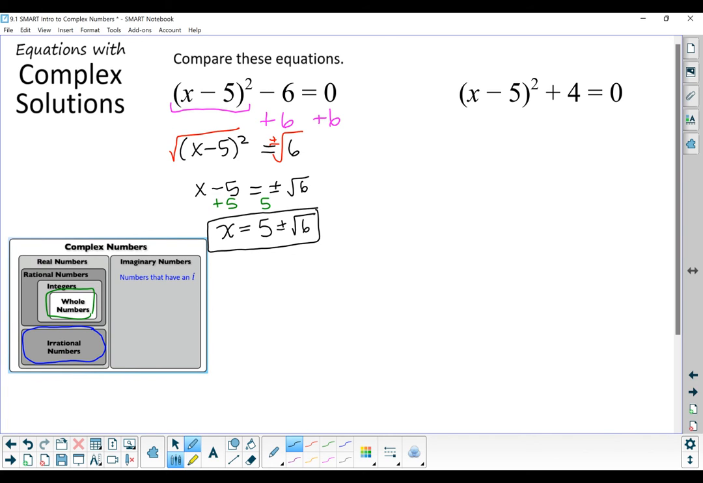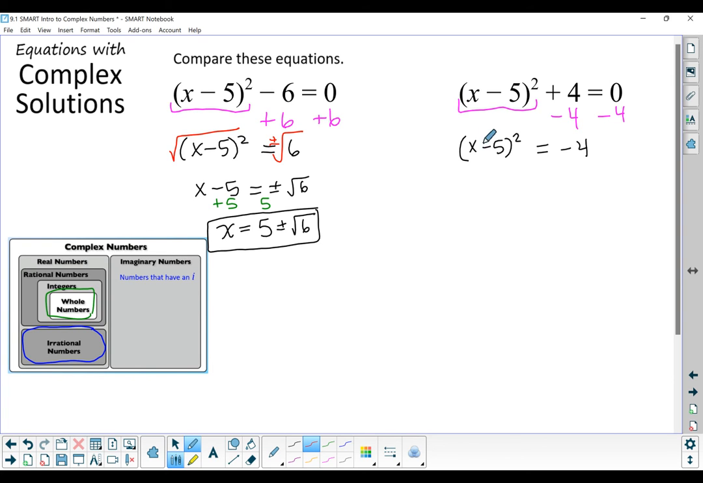Now, some of our imaginary answers are going to look that way too, where we have the two parts that don't combine. So let's look at this next equation now. It looks really similar. So our first goal is to get this binomial that's squared by itself. So we need to subtract the 4. So we get (x minus 5) squared is equal to negative 4. We have our binomial squared by itself.